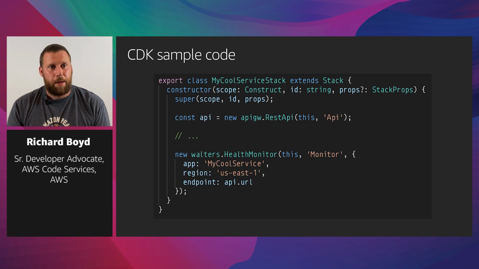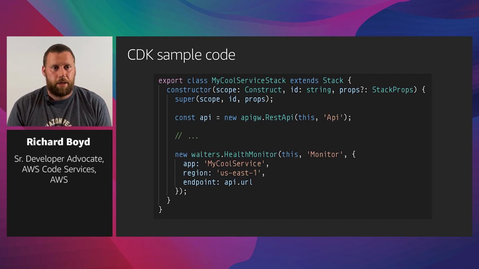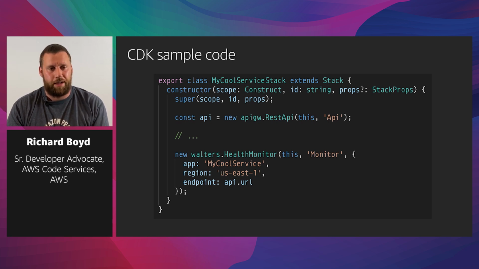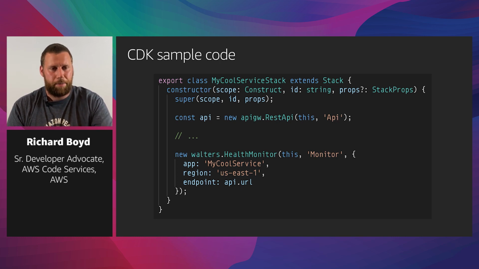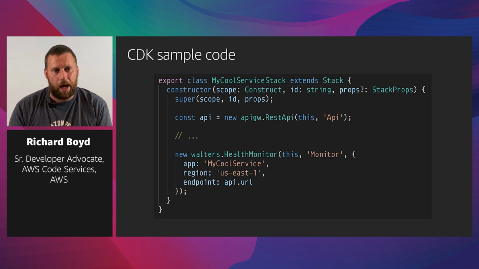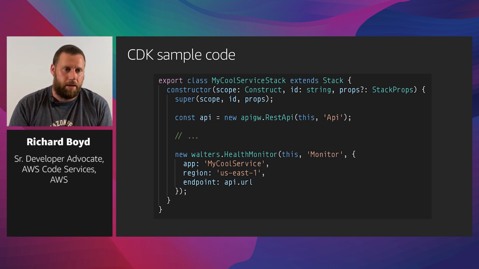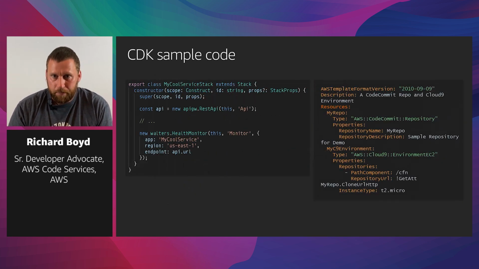So here's what some sample code for CDK looks like. This example is written in TypeScript. Someone can say they're creating an API here, so they're saying I want an API Gateway, I want a REST API, and then later they can reference it and attach services to it, similar to how they would do in CloudFormation. So here in this example, they're attaching a health monitor construct to the endpoint URL for the previous API that they just created.